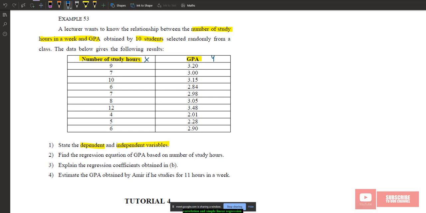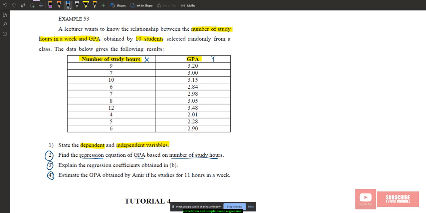So this is a very important step. You need to clearly identify what is the dependent variable and what is the independent variable. If you wrongly identify, then for the following questions you will get the wrong answer. Right. Now, second question: we want to find the regression equation of GPA based on the number of study hours.